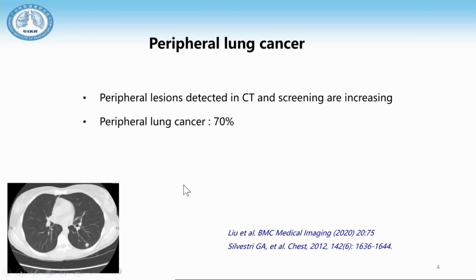And as we know now, the peripheral lesions detected in CT and screening are increasing. So the peripheral lesion is very common in our clinical practice. And as we know, peripheral lung cancer is about 30% of all lung cancer.